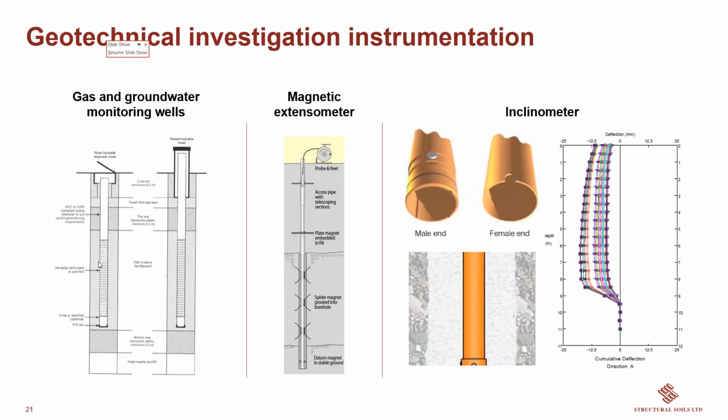Very briefly, we've got different types of installations. We can have a flush cover with groundwater and ground gas installation, and then one with a raised cover. If it's in a very vegetated area, we'd want a raised cover so it's easy to locate. A flush cover is a better way of doing it in an urban environment or a trafficked area.